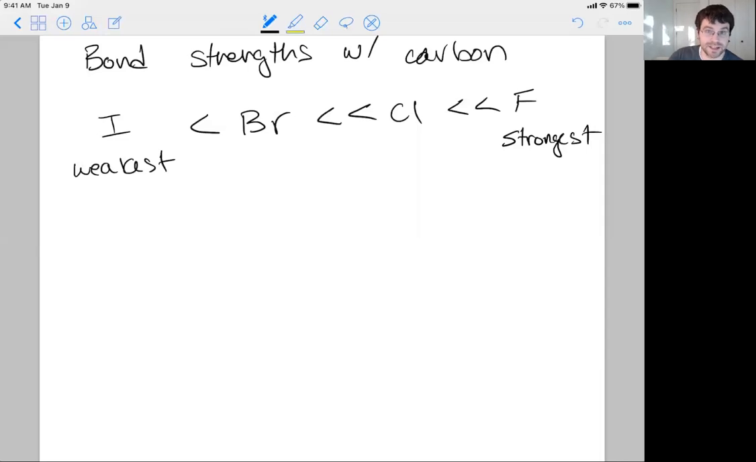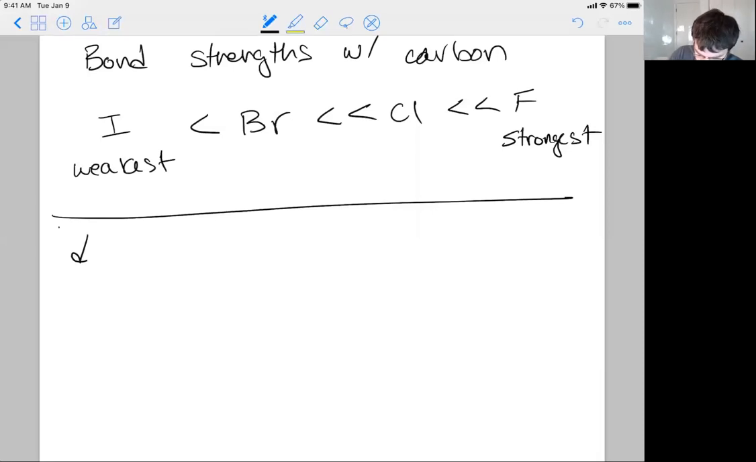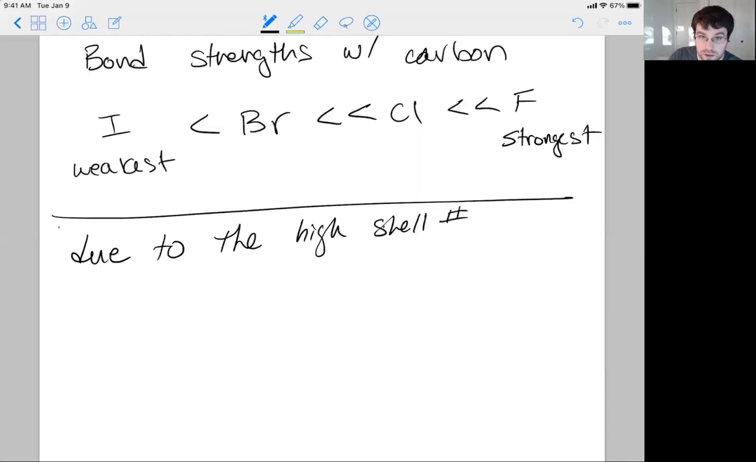Now, there's an additional facet to being bonded to a halogen atom. This is sort of an aside, I guess, but it's very relevant. I'll just write the because first before I get to the point: due to the high shell number, that is how far away from the nucleus the valence electrons are, halogen atoms are able to stabilize atomic charge.